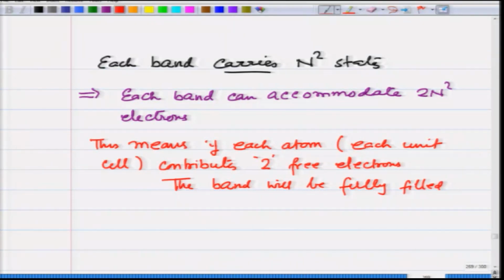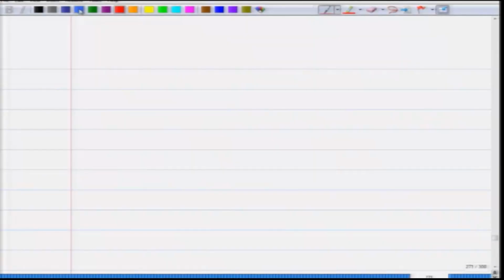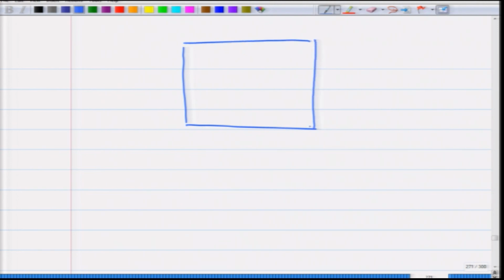Normally, yes, but in general there could be subtleties, and that is what I want to discuss now, and that is precisely what makes magnesium a metal. So, let us understand that. So, let us make this Brillouin zone which is fully filled because there are 2N square electrons. This is fully filled.